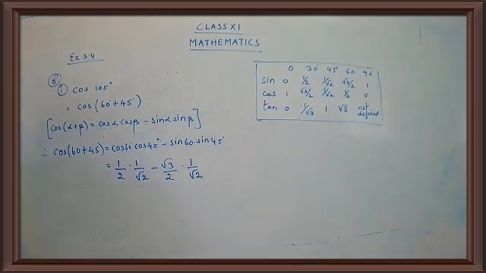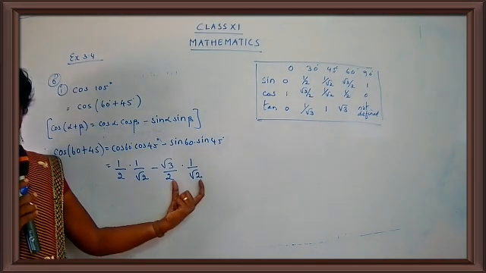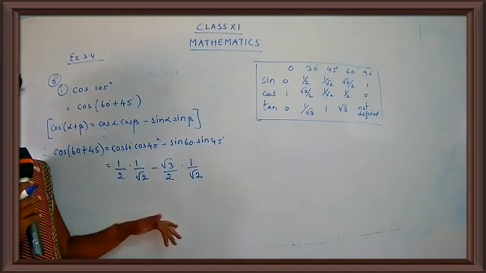Minus root 3 upon 2 into 1 by root 2. Now just see here, children, the denominators are same. Here it's 2 into root 2, and again here we have 2 into root 2. So I am going to take the numerator part together and the common denominator.